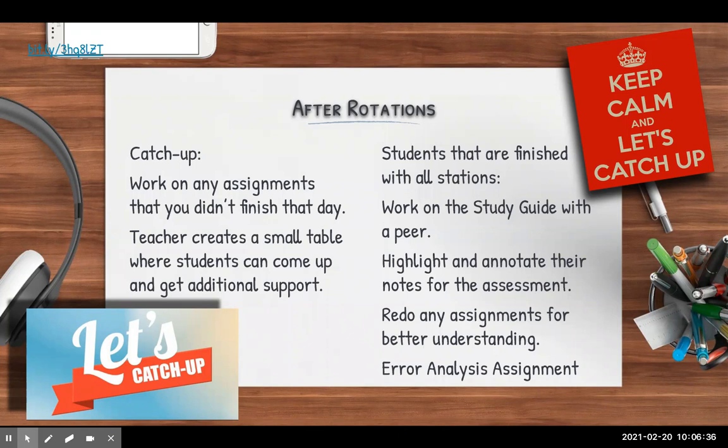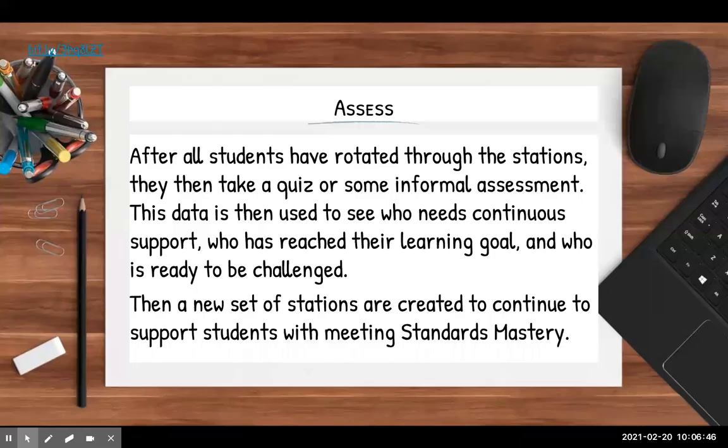But they go through their notes, they annotate, they highlight, they redo any assignments, they do an error analysis assessment or assignment. They love those. So it's kind of like I spy things. And then we assess. And the assessment is truly to tell me if my stations were valuable enough to reach that level of mastery. And if I see that the students did not reach level of mastery, then I know we need to review that standard again, or we need to look over that.